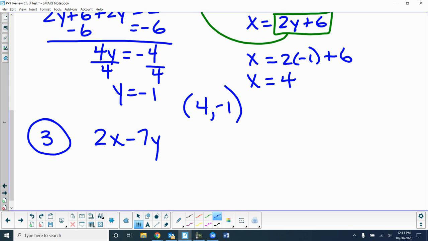2x minus 7y equals 2, and 3x plus y equals negative 20. All right, let's get this y by itself. No coefficient there. That's the easiest one to get by itself. So all I have to do is subtract the 3x.